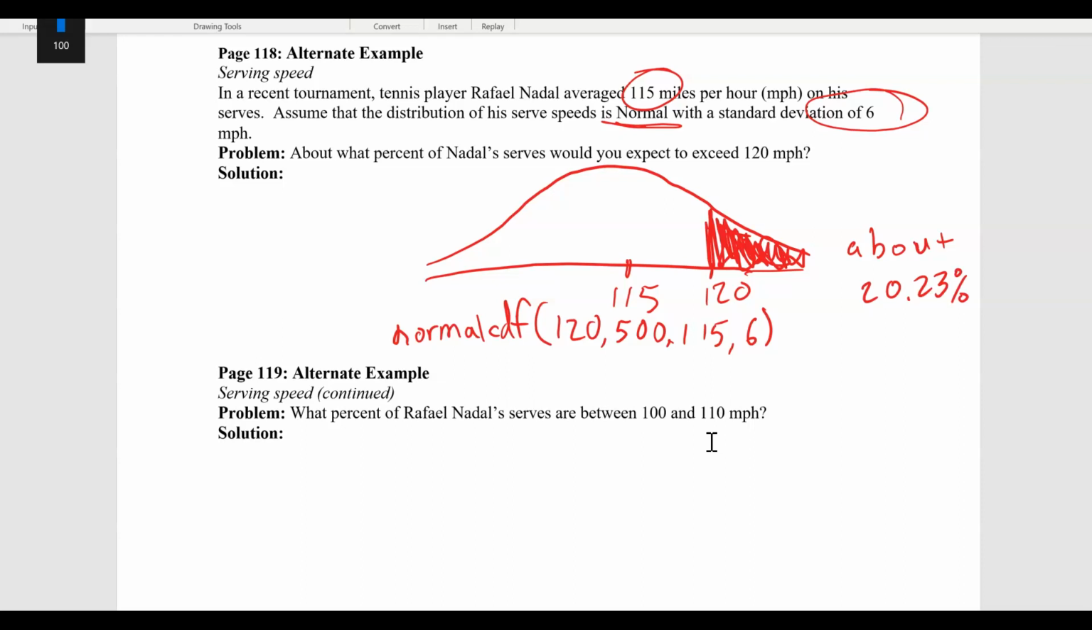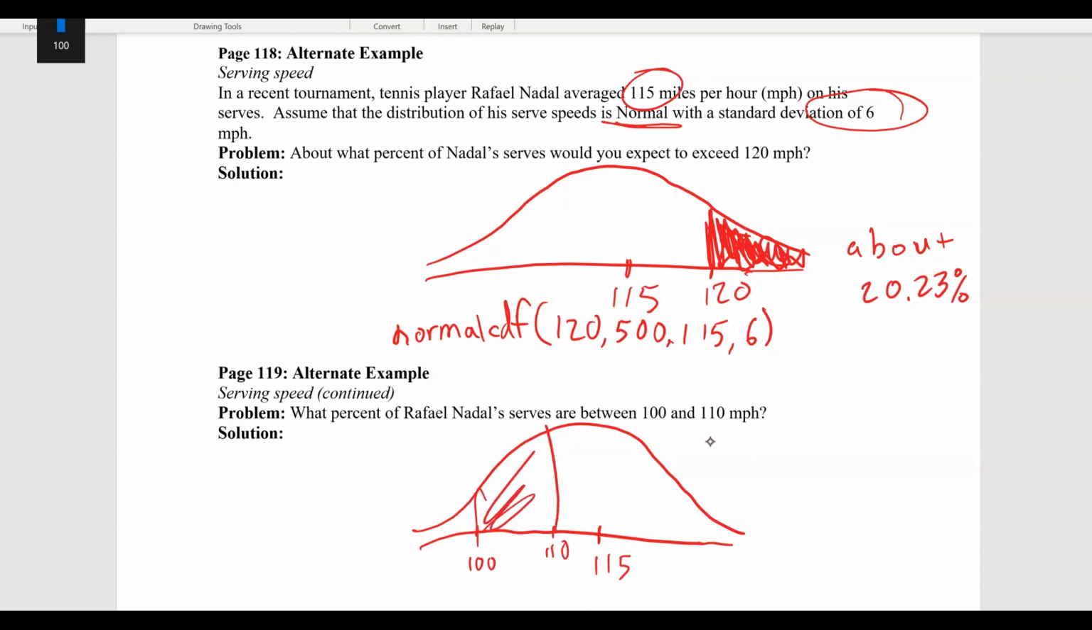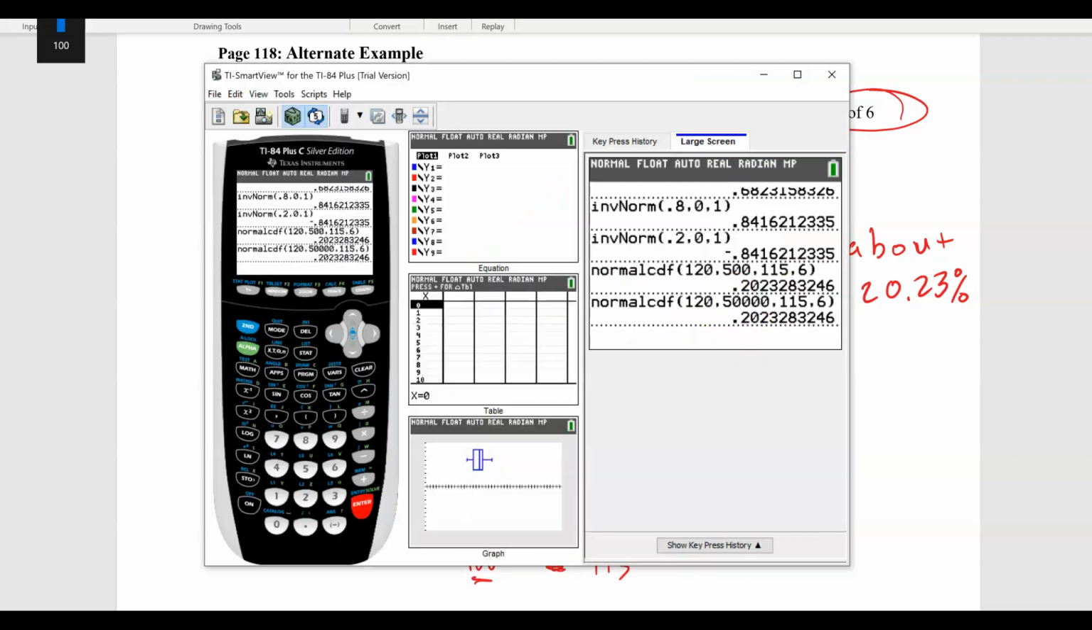Okay. What percent of his serves are between 100 and 110? So let's sketch that out. Remember, 115 lives in the middle here. So 100 would be here. 110 somewhere here. And again, it's another normal CDF problem, okay? Except this time our lower limit is 100 and our upper limit is 110.